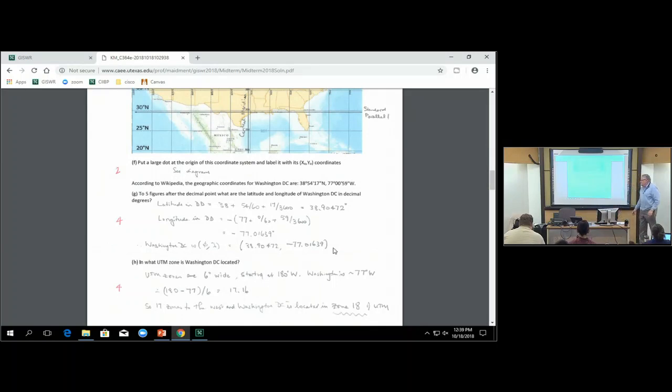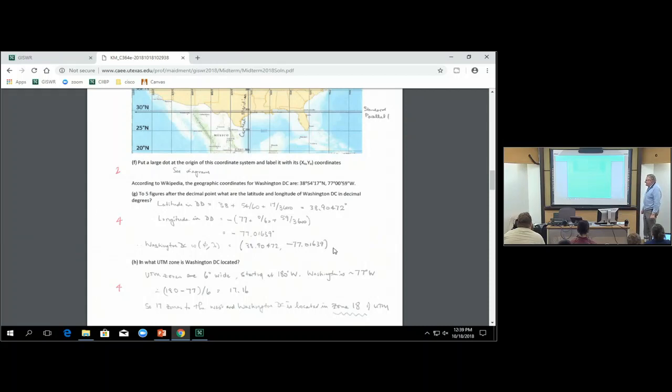we're doing this in the traditional way, just calculating for decimal degrees for latitude, 38 plus 54 over 60 plus 17 over 3600, and for longitude, you have to have minus here. Decimal degrees implies a sign. It's not enough to say west. It's got to be a negative number here.